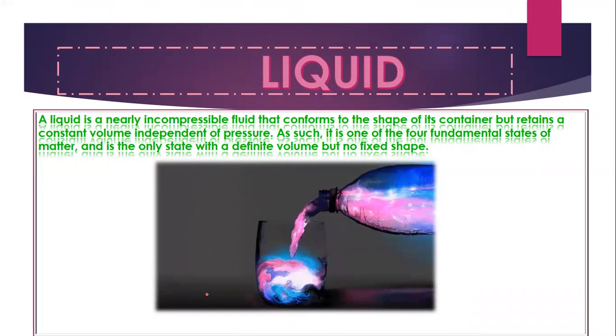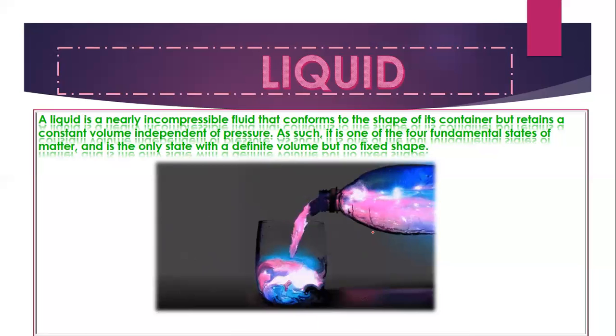Now come to the second state of matter, which is liquid. A liquid is a nearly incompressible fluid that conforms to the shape of its container but retains a constant volume independent of pressure. As such, it is one of the four fundamental states of matter and is the only state with a definite volume but not a fixed shape.